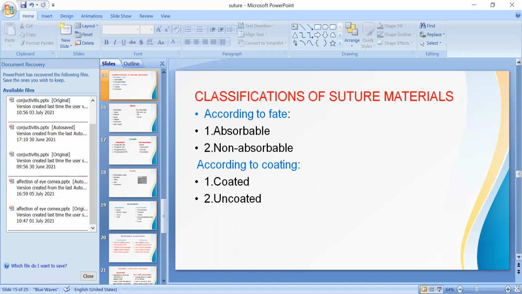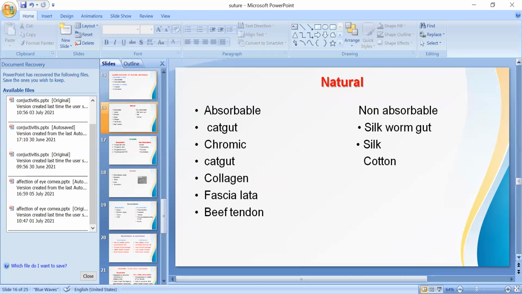And according to fit, that is absorbable, non-absorbable. According to coating, coated, uncoated. Absorbable, non-absorbable, coated, and uncoated. We'll describe in next class. Under natural, two categories here: absorbable and non-absorbable.